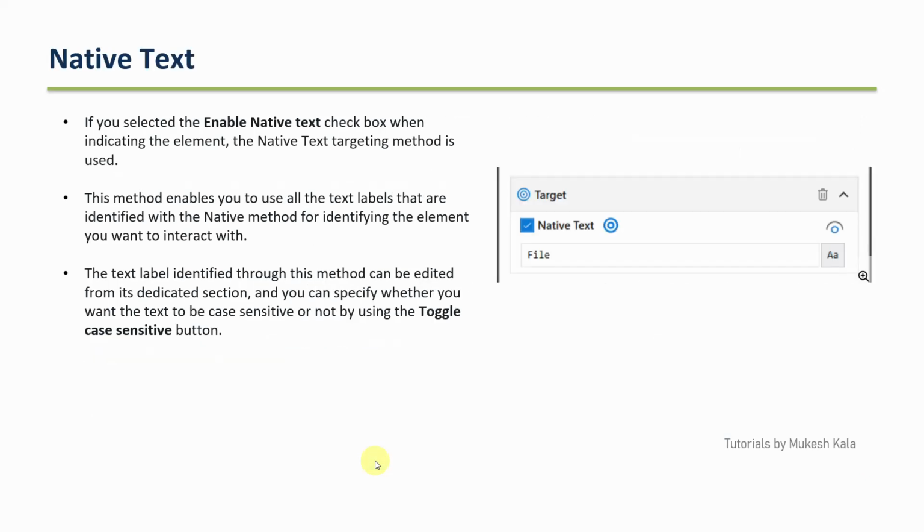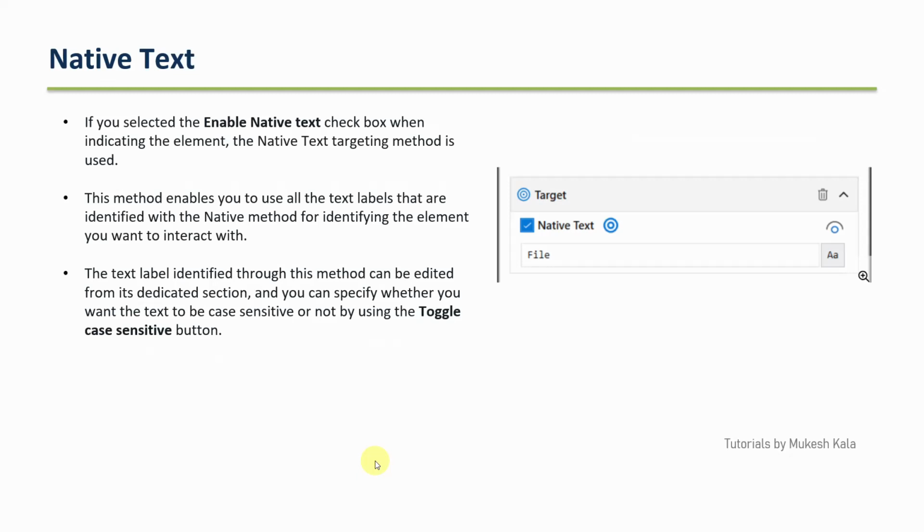While doing this, you also have something called native text. As the name suggests, you have a checkbox to enable or disable the native text. This method enables you to use all the label text to identify the elements you want to interact with. So it's like just finding the text. Do you want to find the element only with text, without selectors, fuzzy, or image? You can always use native text. Native text is going to extract all the text and tell you, hey, this is the text I am looking for.